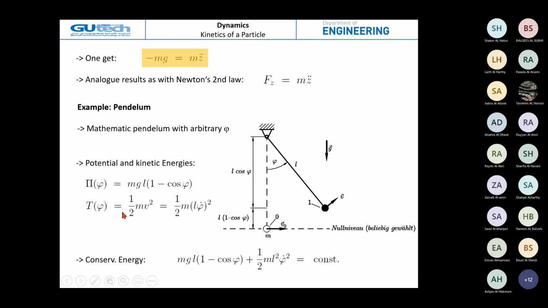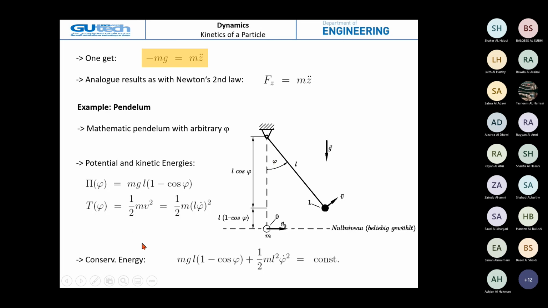Now, if we take the energy, the kinetic energy is half of the mass multiplied by the velocity squared. And the velocity, we have already seen, is only L phi dot. We have seen it several times, in different examples with D'Alembert, and also in the kinematics of the particle.